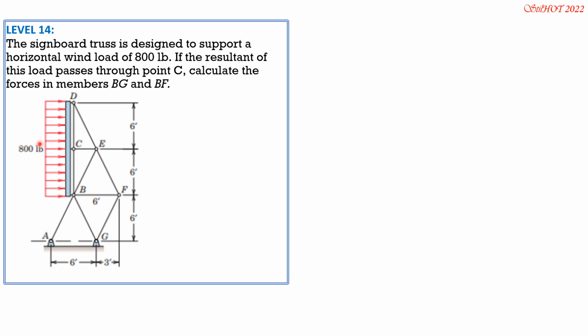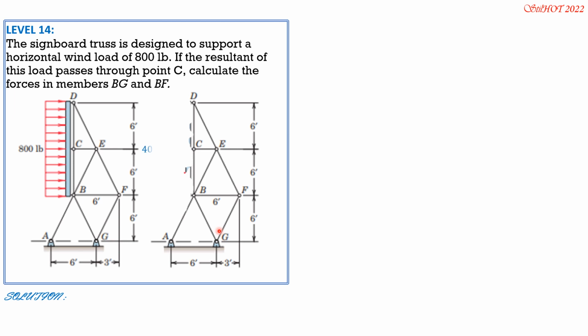C is the center, so the tributary area of C is double that of the end joints B and D. The total load is 800 pounds, so we should divide it by 4, because C receives a weight of 2, then B and D 1 each, so the total is 4. So that means at C 400 pounds, at B and D 200 pounds each. So that's how to transmit the load to the joints.